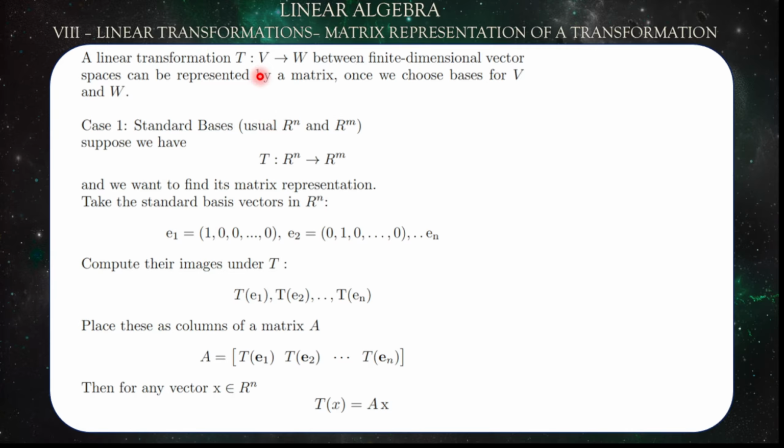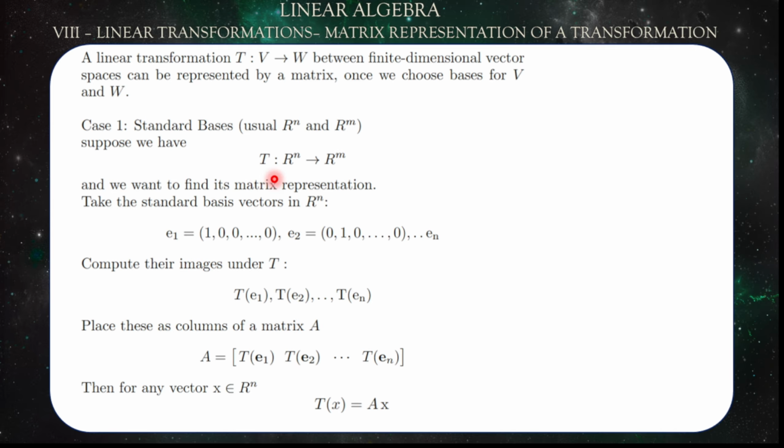A linear transformation T from V to W between finite dimensional vector spaces can be represented by a matrix once we choose bases for V and W. Now, the bases, again, as we mentioned, are the generator vectors that are not linear combinations of each other. They are linearly independent vectors. Okay. Now, case 1, standard bases, usually Rn and Rm.